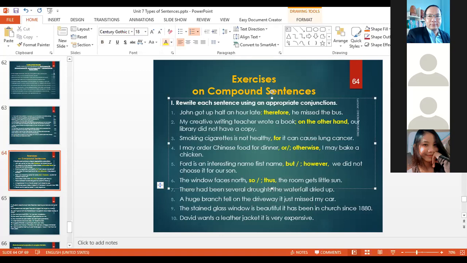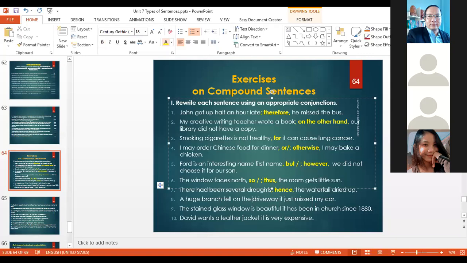There had been several droughts. What FANBOYS here? "So". Yeah, the same, "so". If you want to use a conjunctive, "hence", okay.